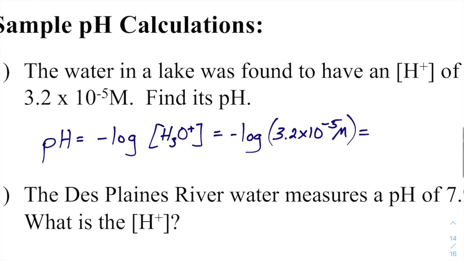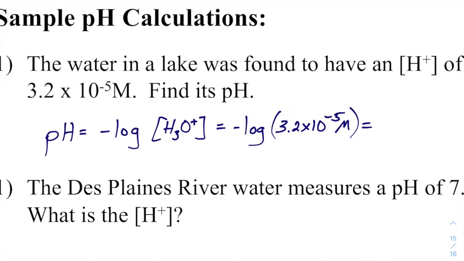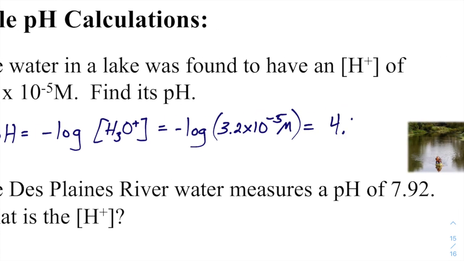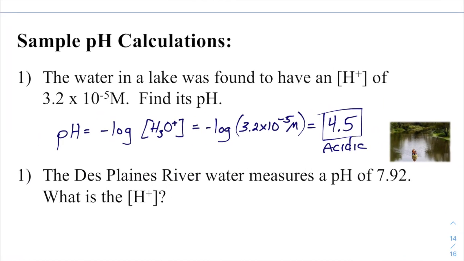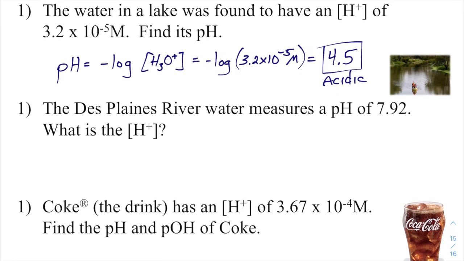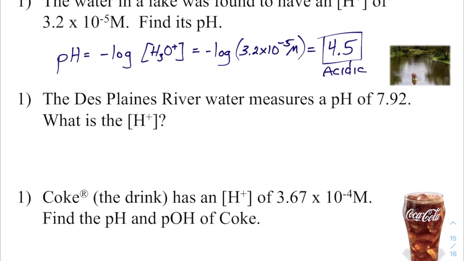So on the calculator, we go negative log. Remember, log is next to the 7. 3.2 times 10 to the negative fifth, and we got 4.49, or 4.5 if you do sig figs. And that's going to make it acidic. Why? It's less than 7. So that's a slightly acidic lake. There's many reasons why a lake could be acidic. Most common reason is that it's near a volcanic vent, and sulfuric acid gets vented out as a gas and gets dissolved in it. But that's just a side note.